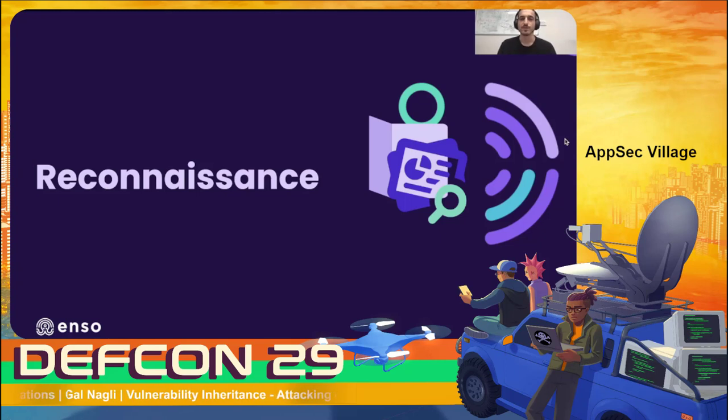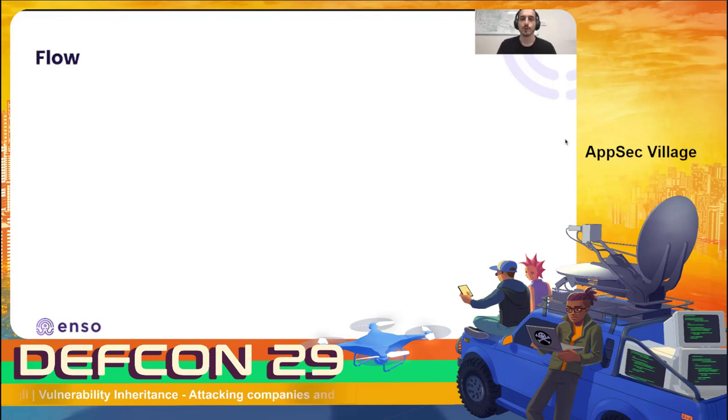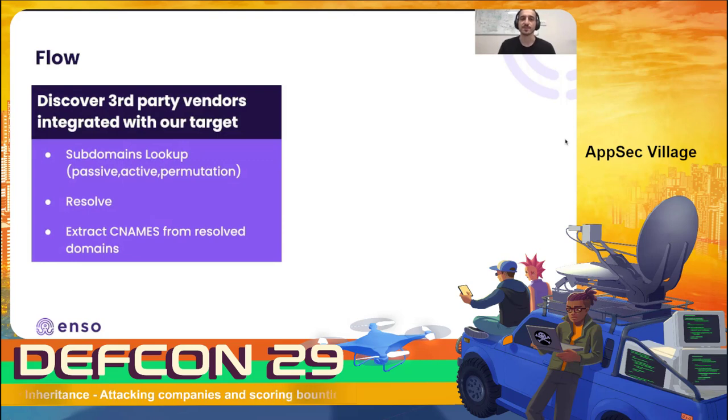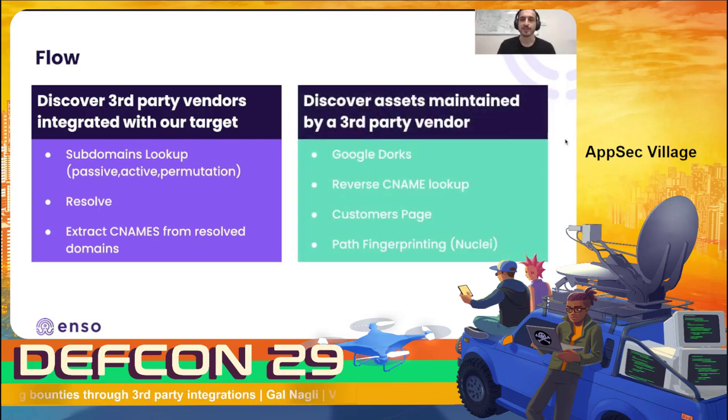So now let's go over the reconnaissance part. The flow will be divided into two key areas. The first will be to discover third-party vendors integrated with our target. We will do subdomains lookup for it, passive, active, permutation. We will resolve the subdomains, and we will extract CNAME from the resolved domains. The second phase will be to discover assets maintained by a third-party vendor. We will use Google Docs, reverse CNAME lookup, customers page, and path fingerprinting with Nuclei.